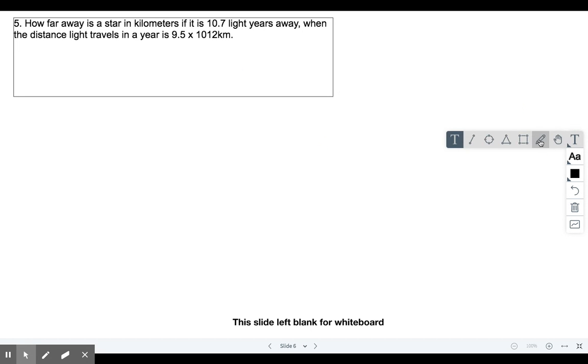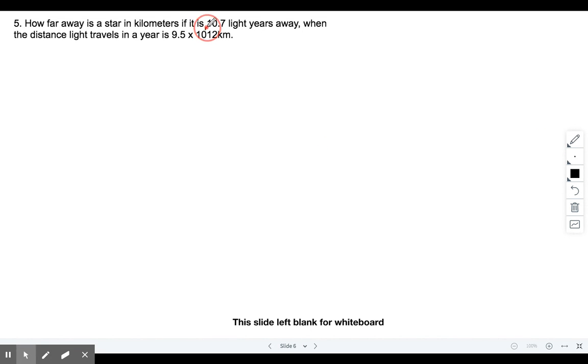So let me get my little tool. Okay, so this should be a 10 to the 12th. Okay, so we know the distance light travels, and we know how far away this is. So we want to know, this is the distance, speed, time triangle. Distance on the top, speed and time on the bottom.